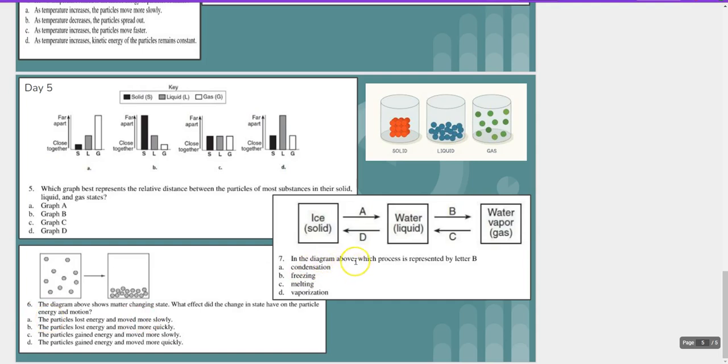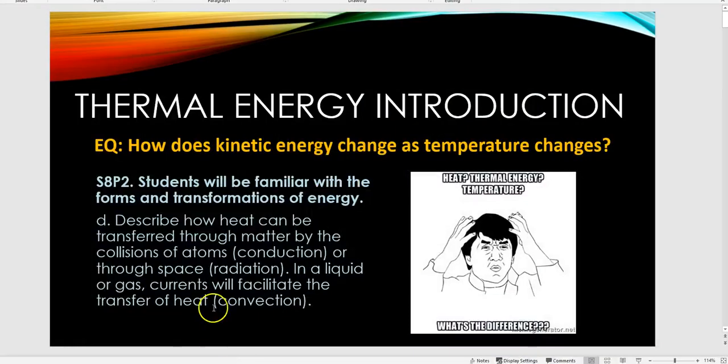In the diagram above, which process is represented by letter B? So letter B says we are changing from a liquid to a gas. Liquid to a gas would be evaporation or vaporization. If you chose D, you are correct. So now on to our lesson.